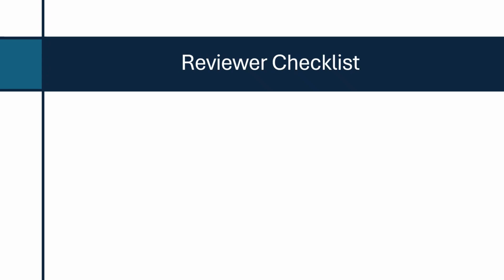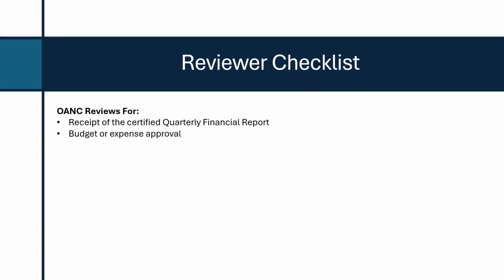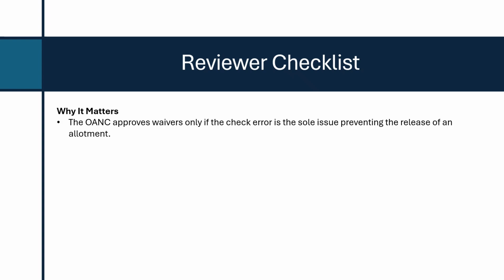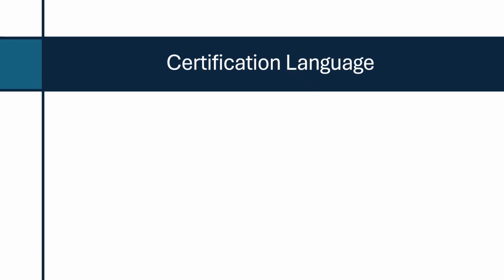Here's more information on the reviewer checklist. The OANC reviews for receipt of the certified quarterly financial report, budget or expense approval, receipts and invoices that match the check. First waiver of its kind for this treasurer. Here's why it matters. The OANC approves waivers only if the check error is the sole issue preventing the release of an allotment. Here's more information on certification language.